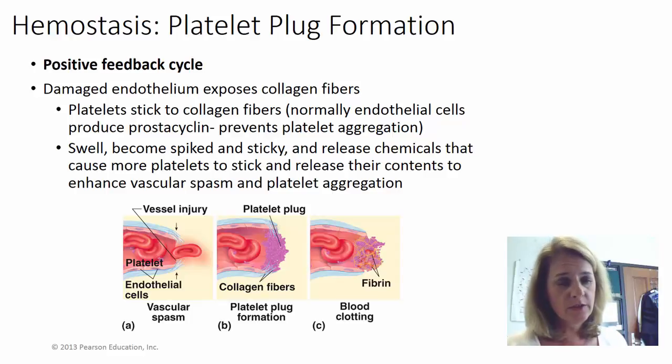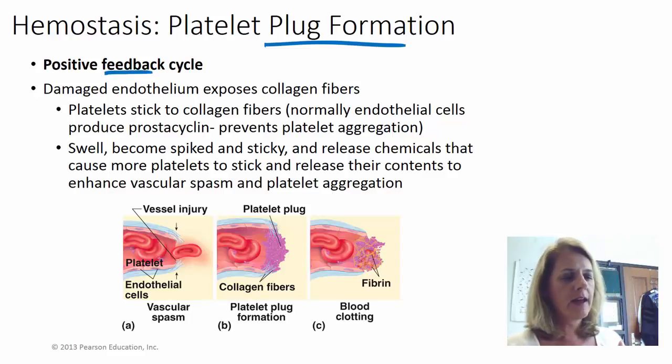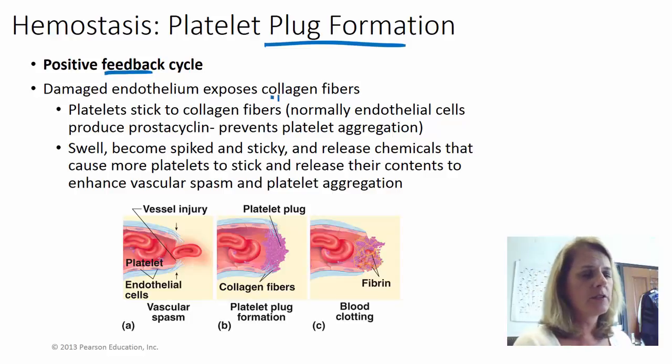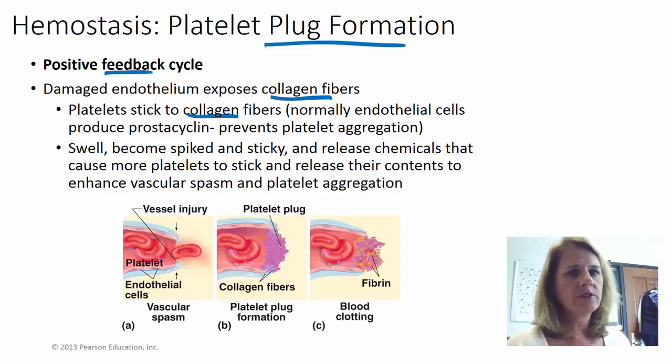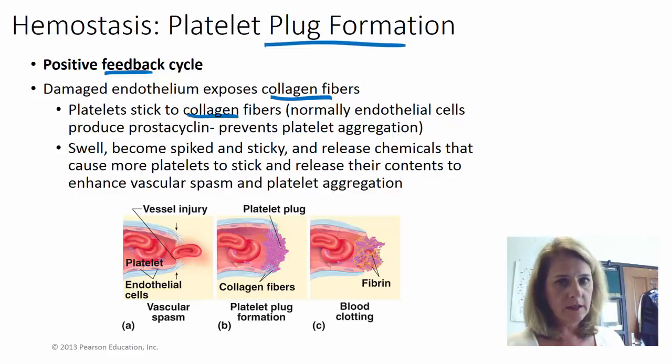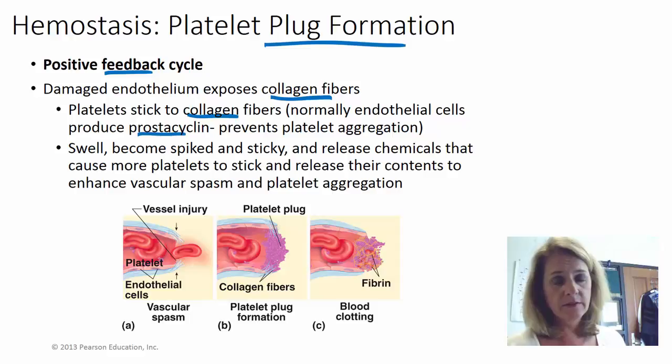The next thing you're going to do is make that platelet plug formation, and again, this is the positive feedback cycle. The damaged endothelium is going to expose collagen. And remember, collagen is what gives a lot of things strength. We've talked about collagen when we talked about tissues. These platelets will stick to these collagen fibers. Normally, in an uninjured vessel, those endothelial cells actually produce something called prostacyclin, and that prevents platelets from adhering.